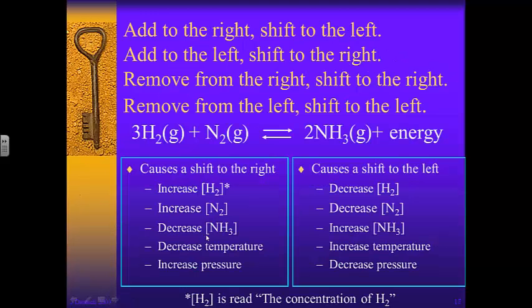So, as I was just saying, add to the right, shift to the left. Add to the left, shift to the right. Remove from the right, shift to the right. Remove from the left, shift to the left. Using our example of the formation of ammonia, what will cause this reaction to shift to the right? I can increase H2, it'll shift right. I can increase the concentration of N2, it'll shift right. I can decrease the concentration of NH3, because when we decrease it goes toward the shift. Same with temperature. I can decrease the temperature and it will go to the right.